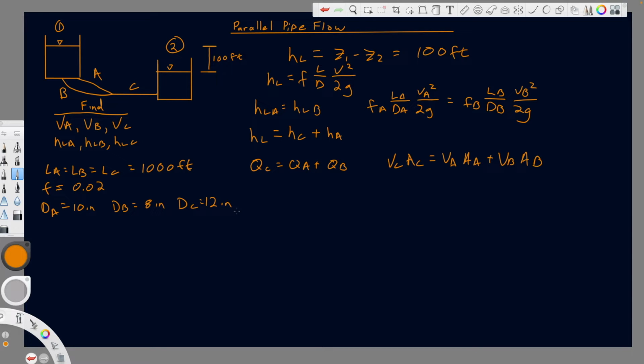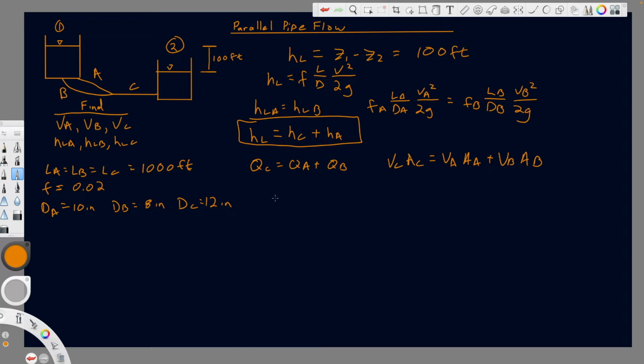Now notice we haven't given a total flow rate, right? Because if we did that, it'd be pretty easy. You would know at least velocity C right off the bat. So that's not something we know. We really only know the pipe characteristics and essentially the total head loss, the elevation change between point 1 and point 2. Okay, so let's start with this total head loss, right? So that's going to be basically this one here. We'll start with this.